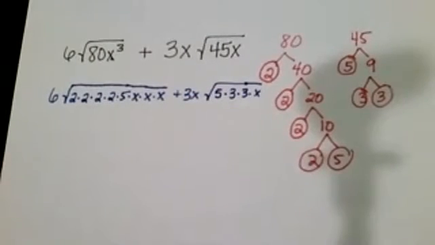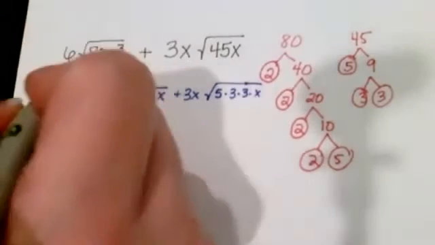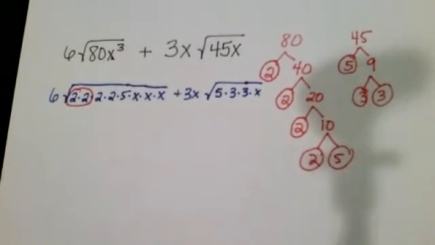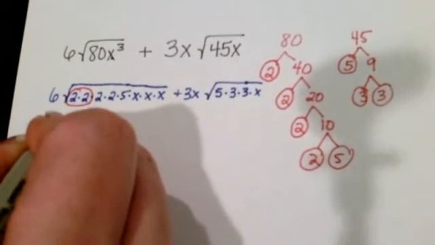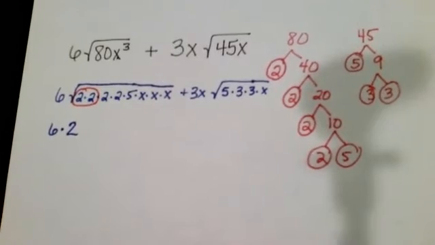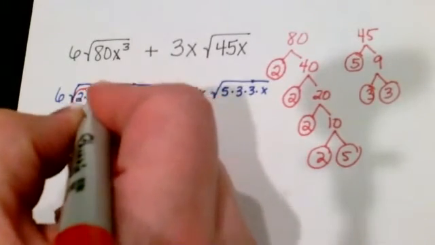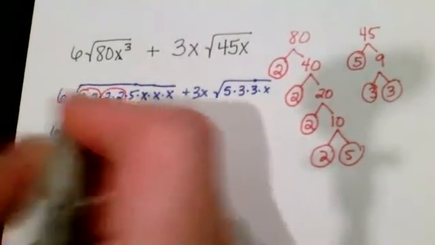Okay, let's look for some pairs. What I'm looking for underneath the radicals are pairs. So I've got a pair of 2's here. So I'm going to write that on the outside as being multiplied times the 6 here. Okay, then I've got another pair of 2's. So to represent that second pair of 2's, I'll write another 2 on the outside.